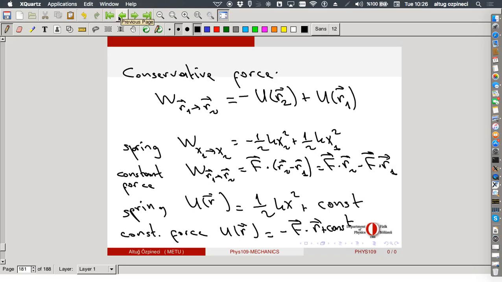Look at this one and this one. This part is a function of the final position only. This part is a function of the final position only. So minus U of R2 should be F dot R2 plus some constant. A constant will always be there because it's eliminated by this difference. We cannot fix that constant.